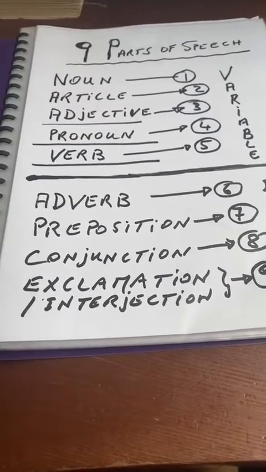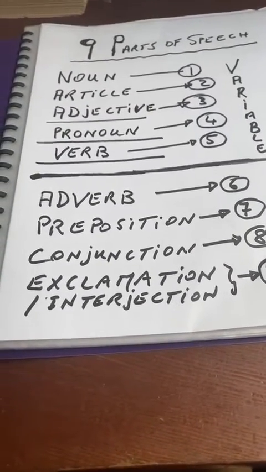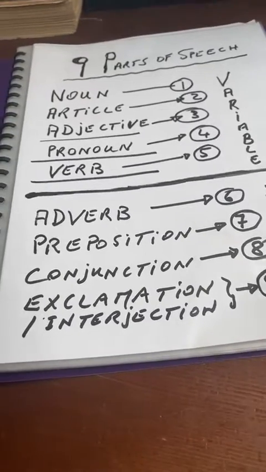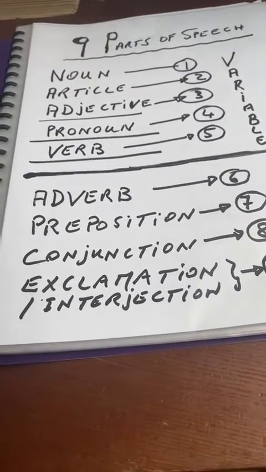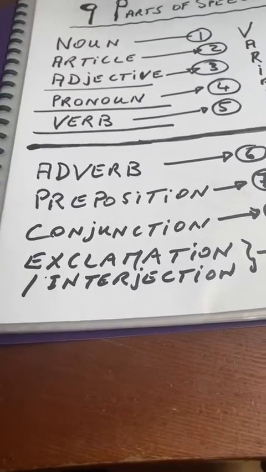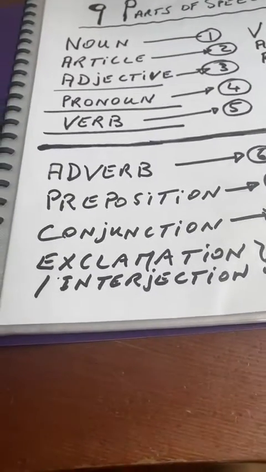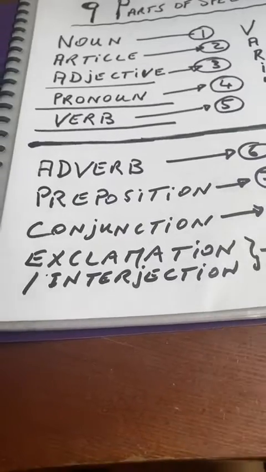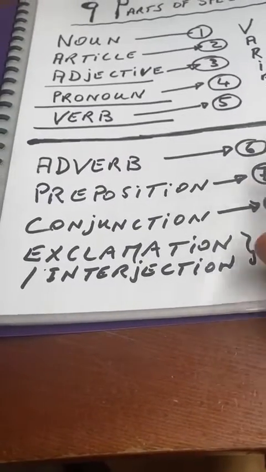When I started six lessons ago, it was nine parts of speech. I've gone through the noun, article and adjectives. Now we've done adverb, preposition, conjunctions. Exclamations and interjections I'll do next week. The pronouns, I'll do some of the pronouns. I'll go through the pronouns.